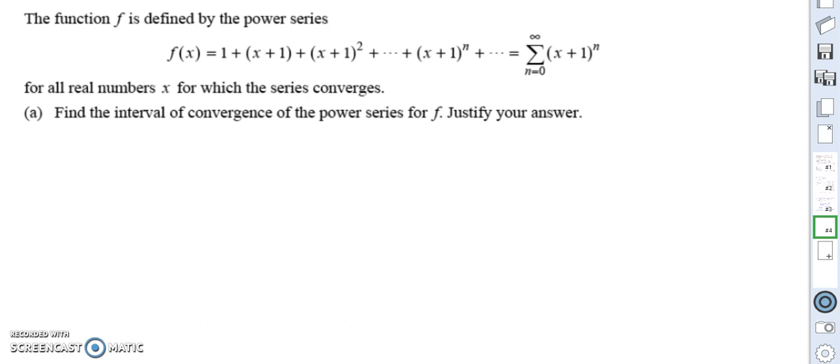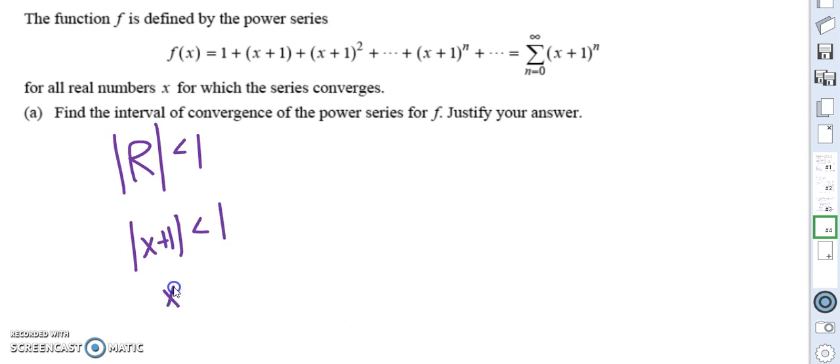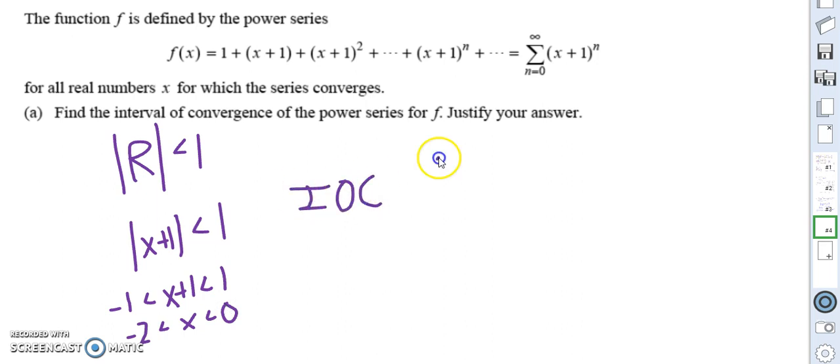Well, if it's a geometric series, all I have to do is look at the ratio, right? I need to make sure that the absolute value of the ratio is less than 1. Each time I'm multiplying by x plus 1, so x plus 1 better be between 1 and negative 1. So x better be between negative 2 and 0. So it looks like my interval of convergence is negative 2 to 0.